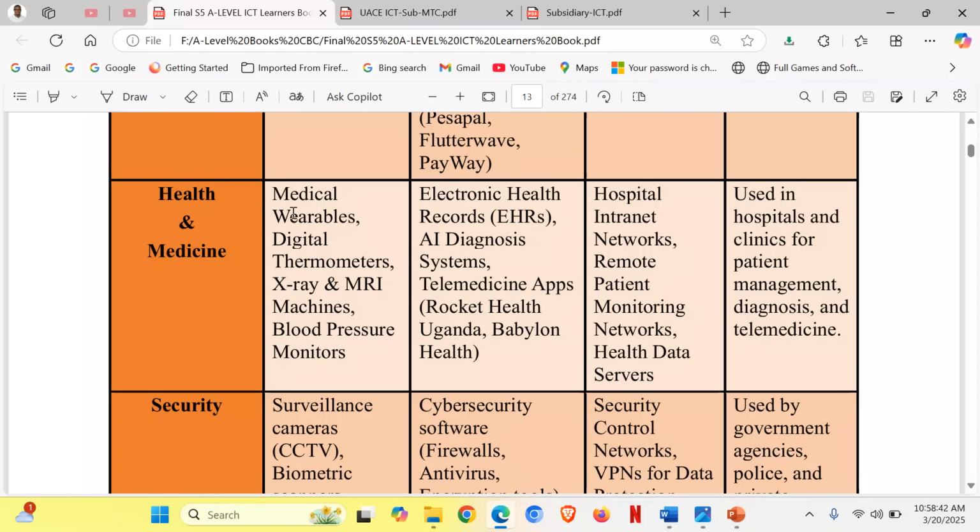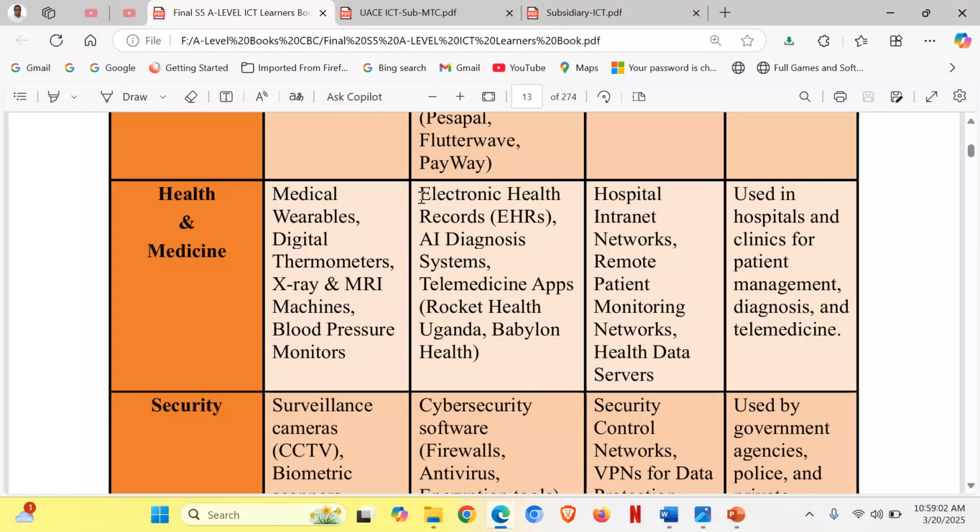How about in health and medicine? We have hardware tools like medical wearables, digital thermometers, X-ray and MRI machines. We have blood pressure monitors. All those are hardware tools.